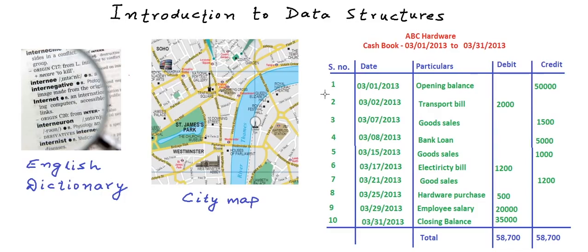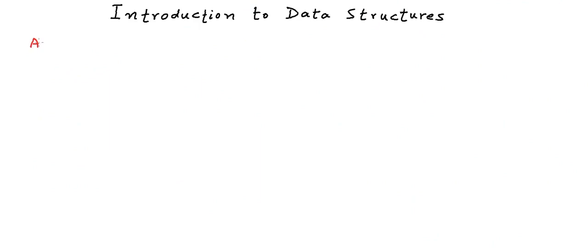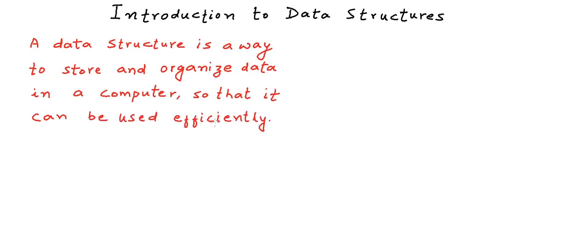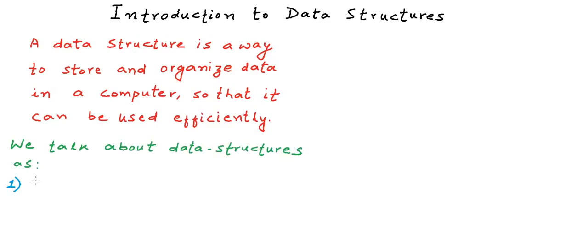Formal definition of a data structure would be that a data structure is a way to store and organize data in a computer so that the data can be used efficiently. When we study data structures as ways to store and organize data, we study them in two ways. One, we talk about them as mathematical and logical models. When we talk about them as mathematical and logical models, we just look at an abstract view of them. We just look from a high level at what features and what operations define that particular data structure.